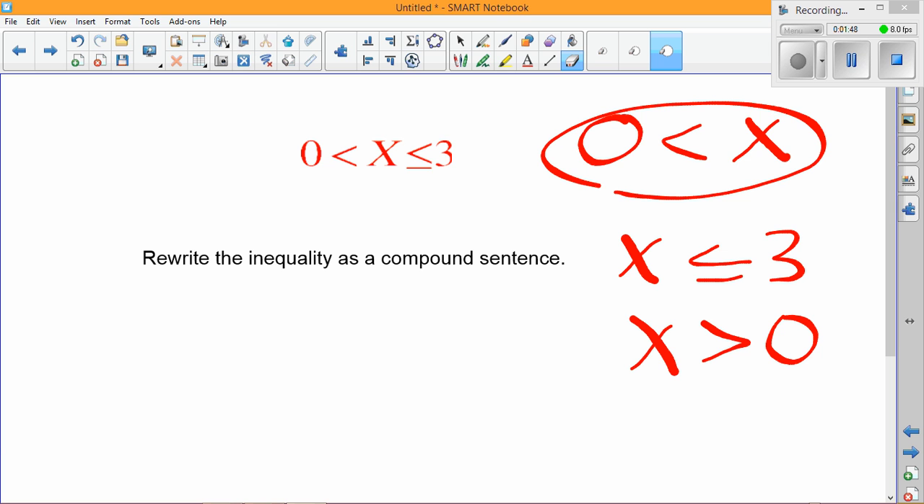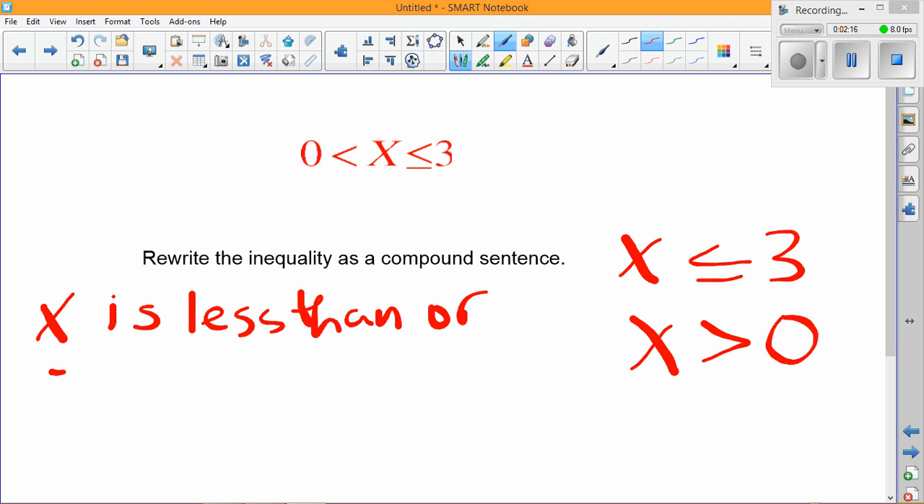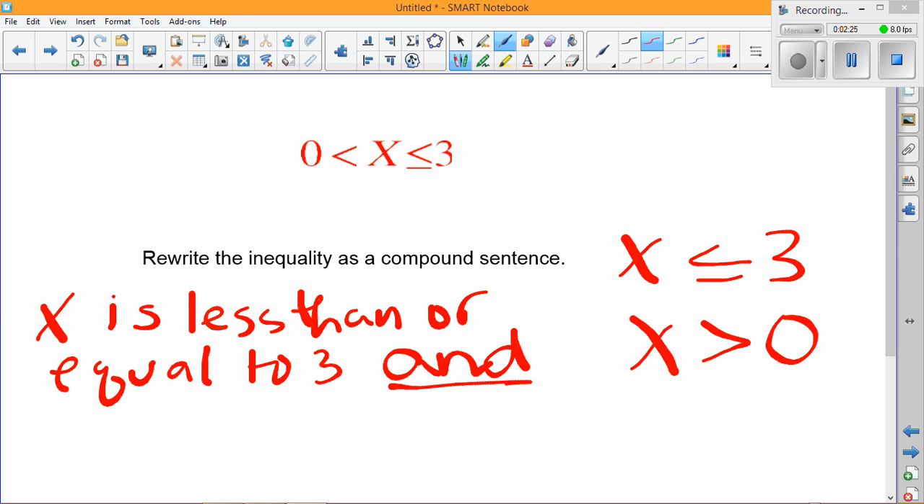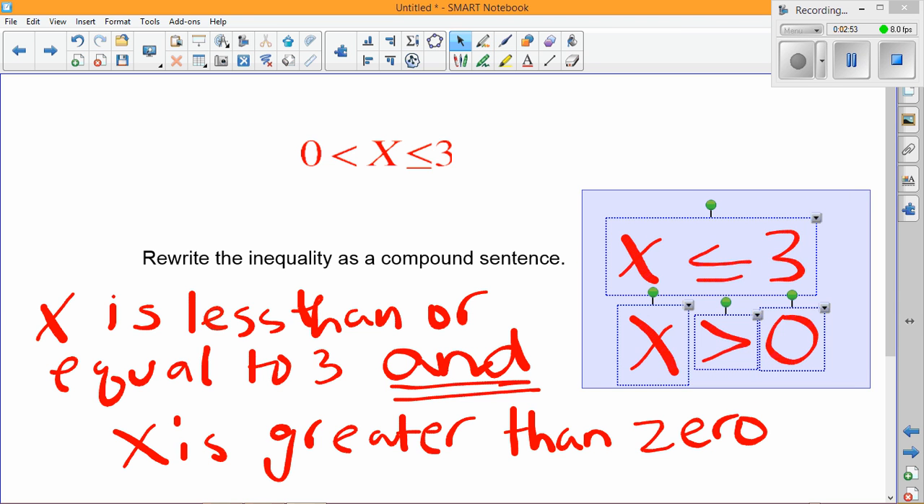If you notice, the mouth in 0 is less than x is facing the x. And at the bottom where it says x is greater than 0, the mouth is still facing the x. It's still denoting that x is bigger than 0 in either case. And so if we rewrite it as a compound sentence, we would write x is less than or equal to 3, and, now notice we're doing "and," x is greater than 0. Whenever you have an inequality where there's x in the middle and two numbers on either side, it's always going to be an "and." We're taking both of those constituents and smushing them together.